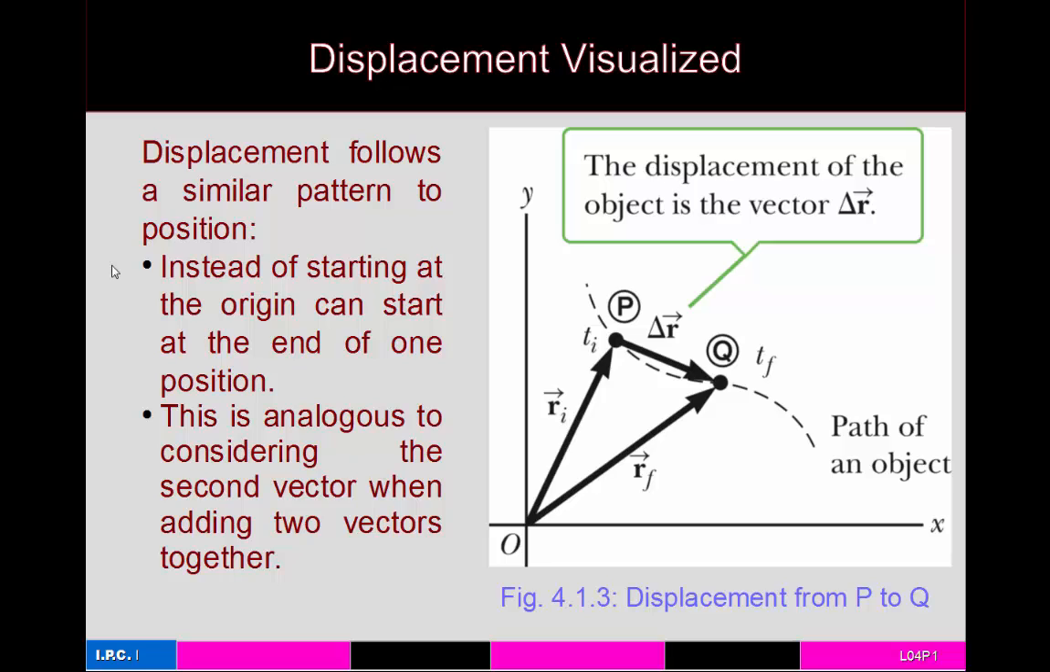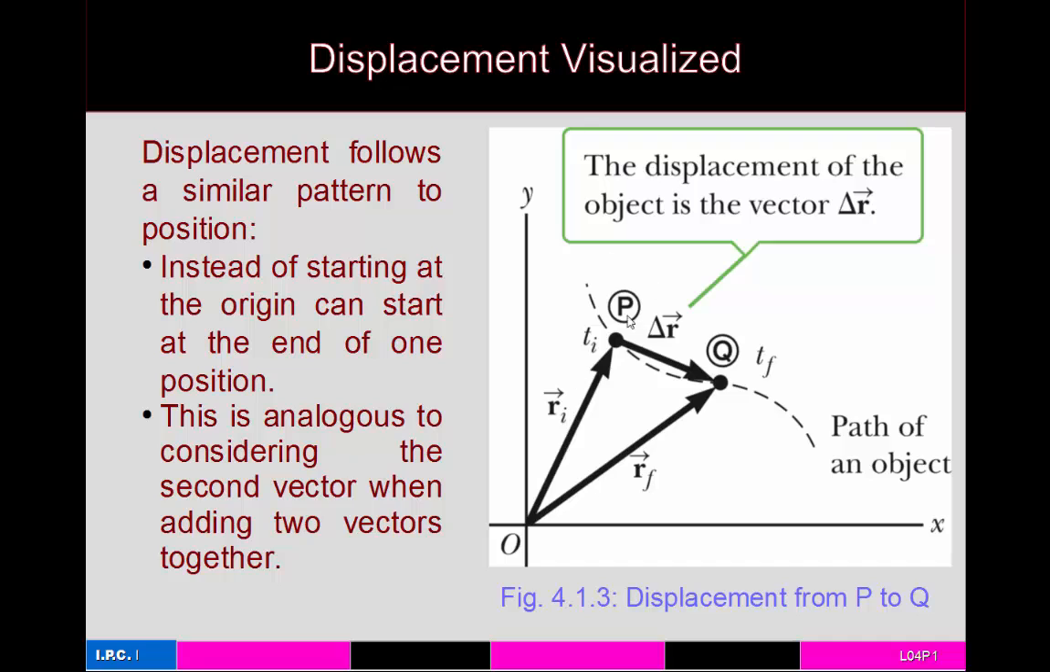You can think of displacement again as the change in position of an object. So delta r is always the final minus the initial position. And so the displacement from point P to point Q is the position of point Q with respect to the origin minus the position of point P with respect to the origin.